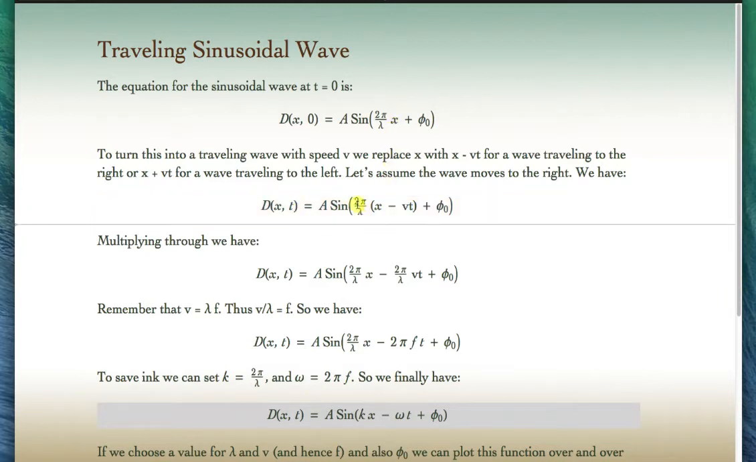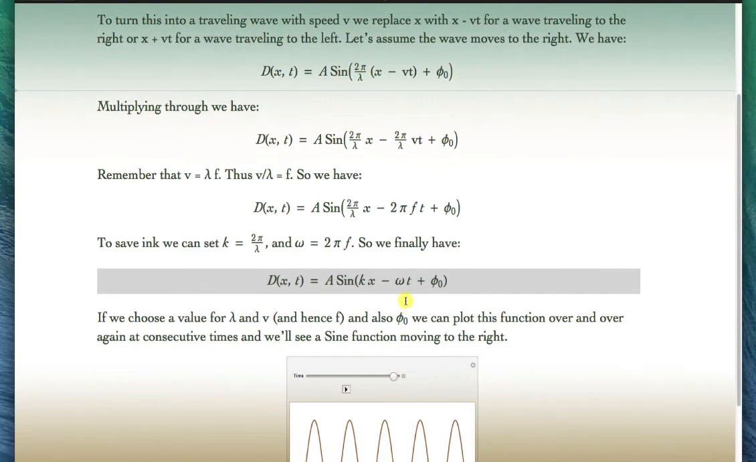So we simplify some stuff. We multiply through by the 2 pi. We have a 2 pi times x, and we also have a 2 pi over lambda times x. Then we have a 2 pi over lambda times minus vt, so we have that here. And then we have the plus the phase constant. And then if we remember some things about waves, we have a 2 pi here, and we have a v, and we have divided by lambda. So if we remember this equation that for periodic waves, the velocity is the wavelength times the frequency. And in this equation up here we have v divided by lambda. Well, v divided by lambda is just f, the frequency.